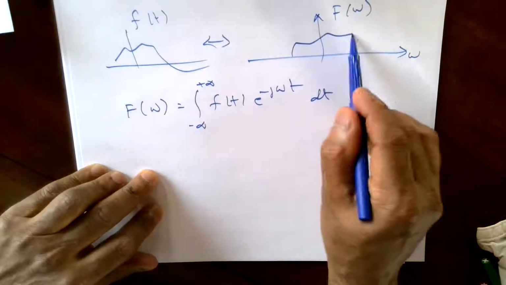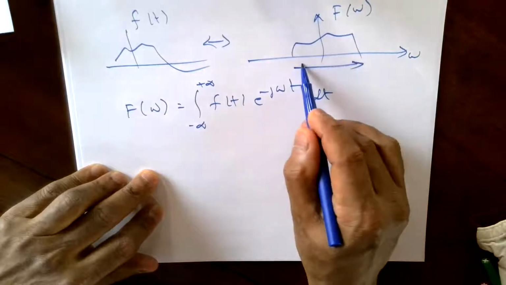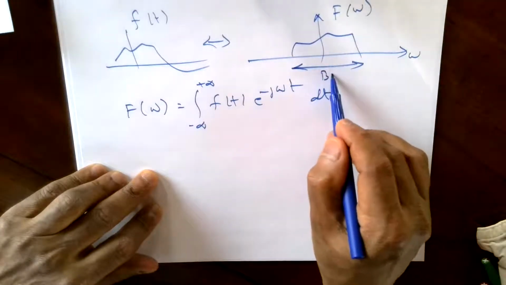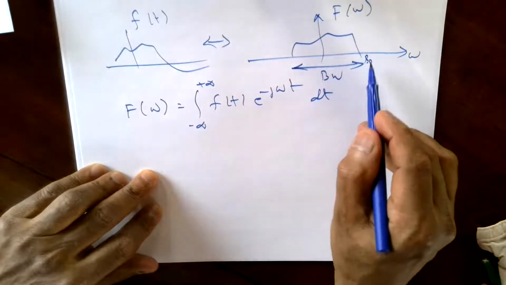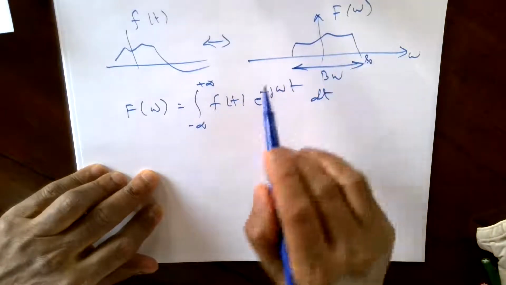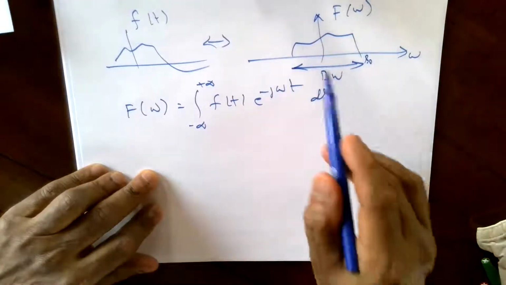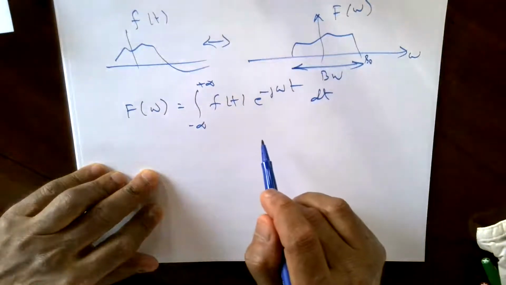And if you plot it, and if a signal happens to be this, we call this its bandwidth. So this is the two-sided bandwidth. B0 is the one-sided bandwidth. So in this case, it's a band-limited signal.